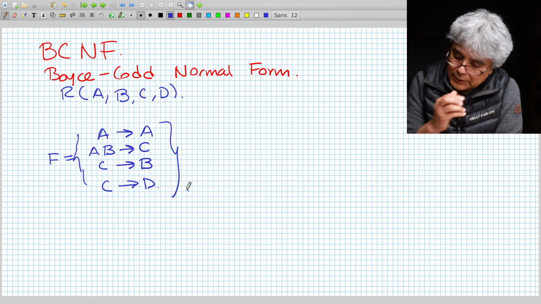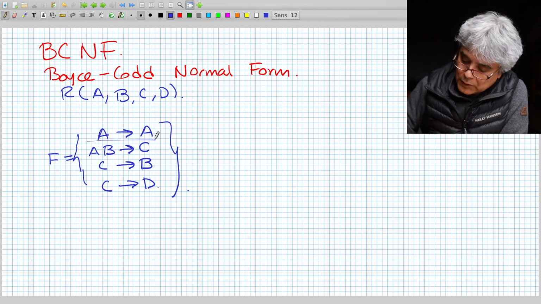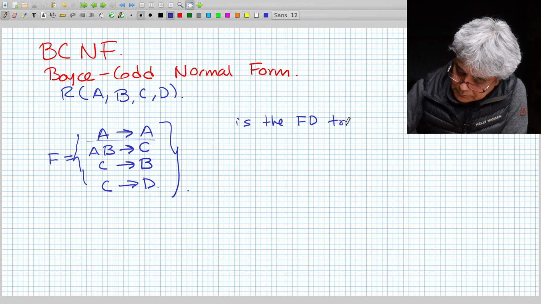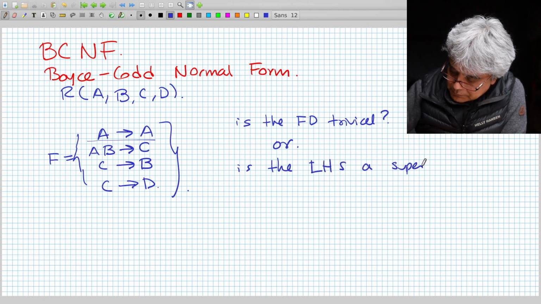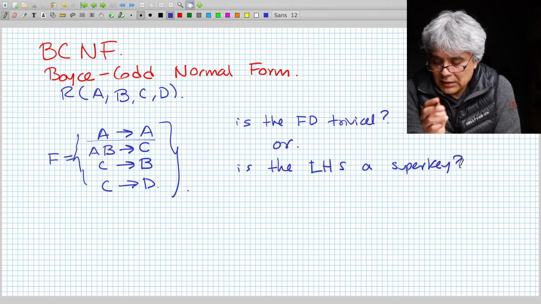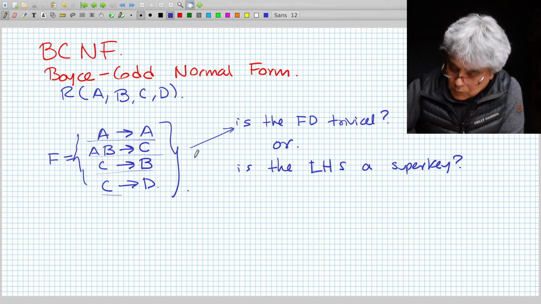So what we do is the following. We go through every single one of the functional dependencies and ask the question: either is the FD trivial, or is the left-hand side a superkey? A BCNF relation is such that for all the functional dependencies of a relation, it satisfies one or the other.